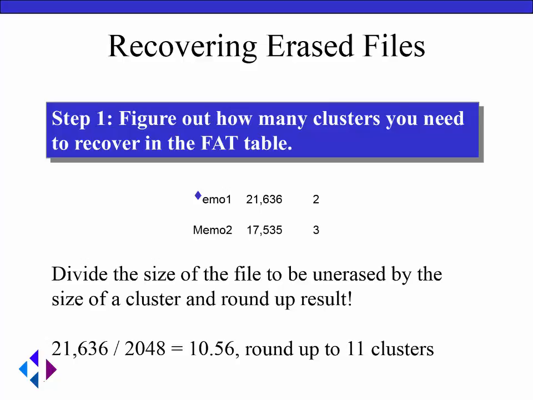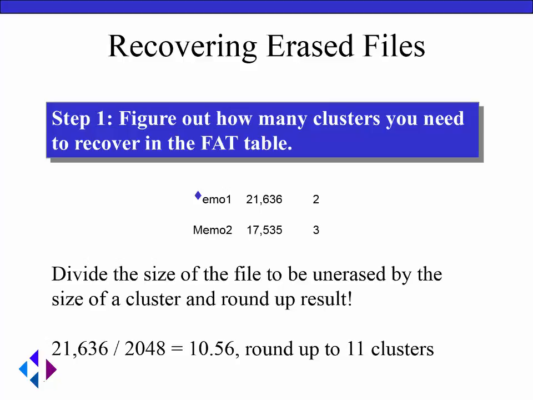In all reality, if we were looking at this from a brand new standpoint, we would not know what that first letter is. All we know is that the rest of the file name was EMO1. However, we do know that the file was 21,636 bytes long. The delete process did not delete that piece of data within the directory table. We also know that the file itself started at cluster number 2 in the FAT table. That piece of information was not erased.